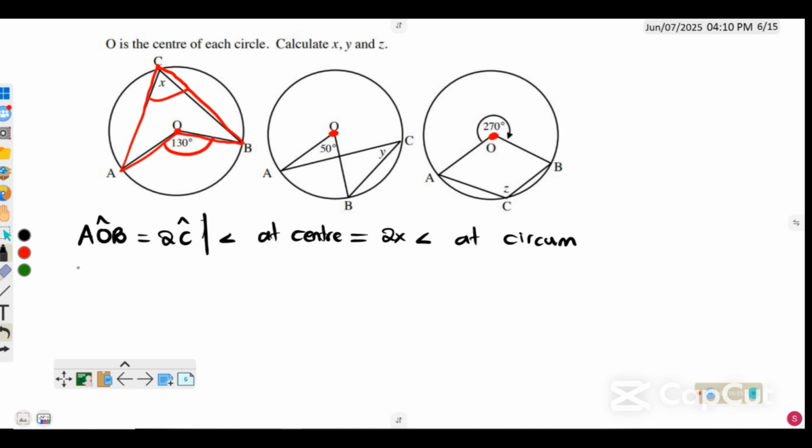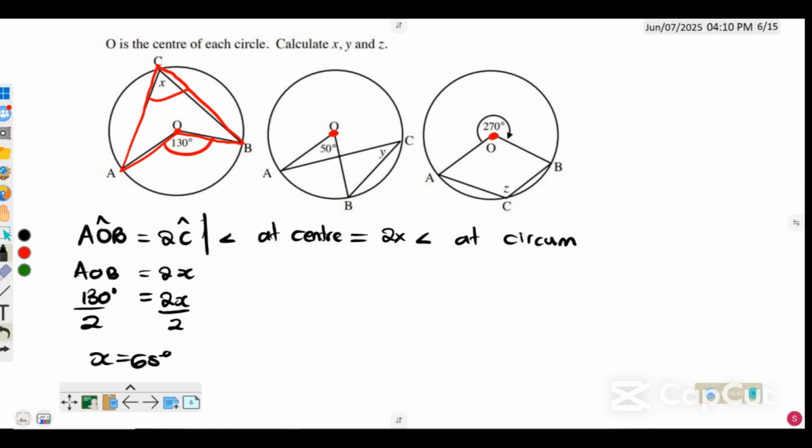Okay, so what do we have? We are going to have that AOB is twice x, because angle C is x. AOB is 130 degrees, which is equal to 2x. Divided by 2 on both sides, and what's that? Angle x should be 65 degrees. Okay, let's try the other one now.